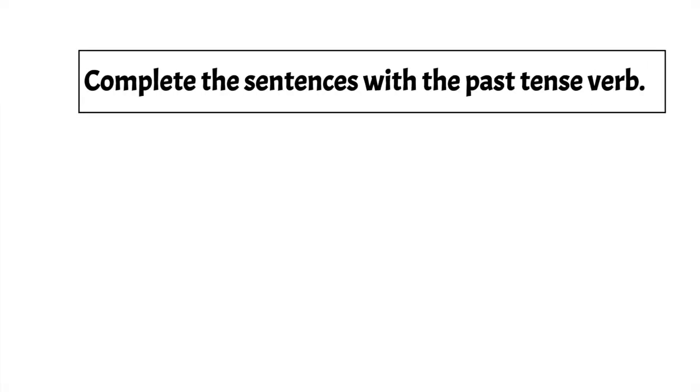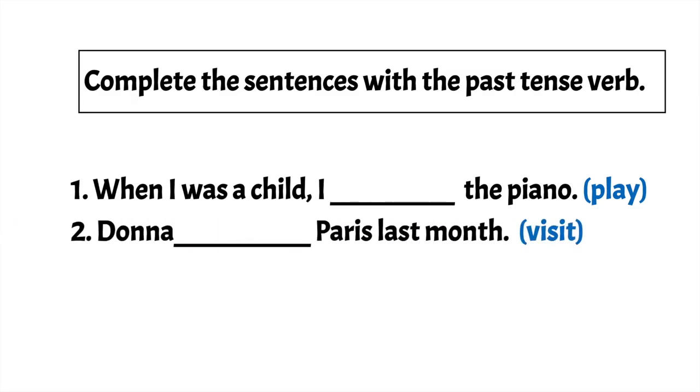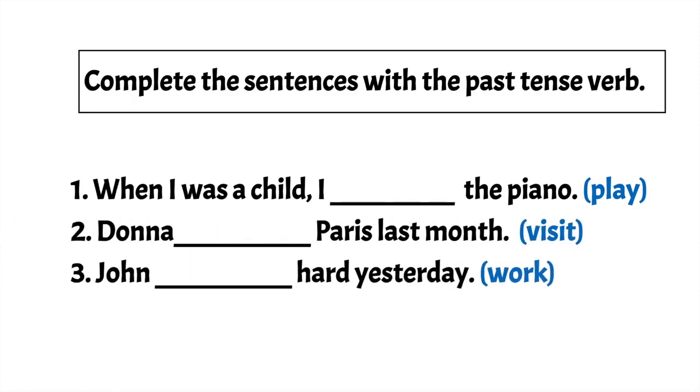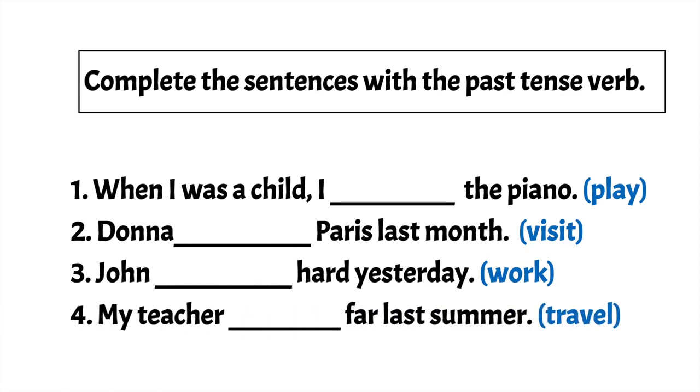So, complete the sentences with a past tense verb. Number 1. I was a child. The piano. Donna, Paris, last month. John, hard, yesterday. My teacher, far, last summer. So pause the video and write your answers.